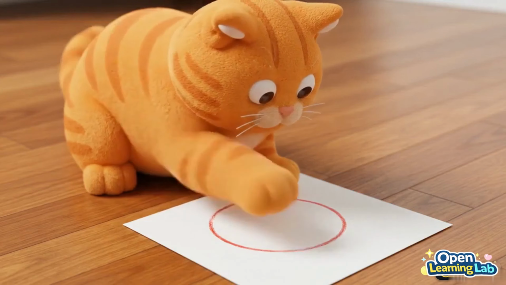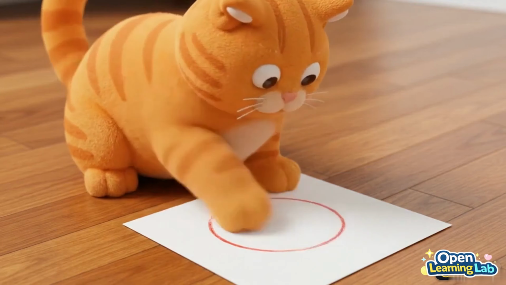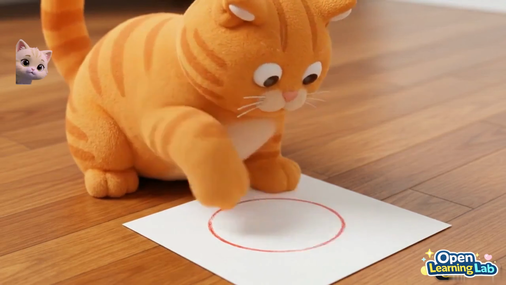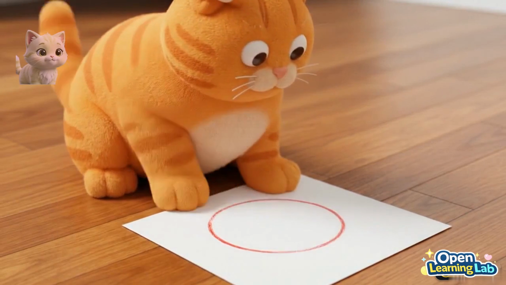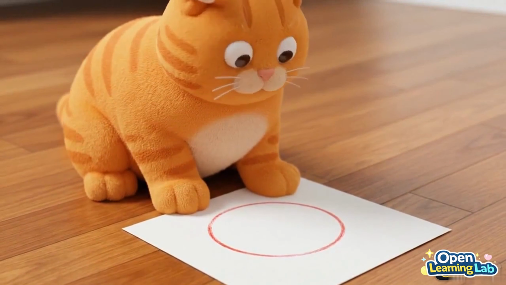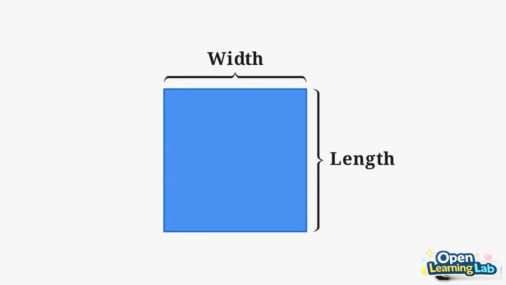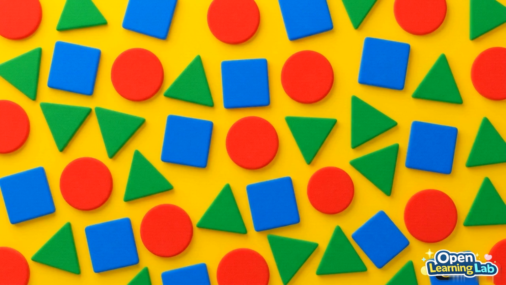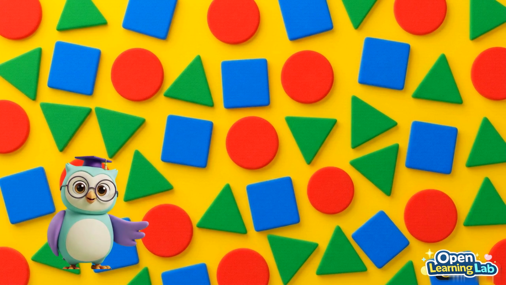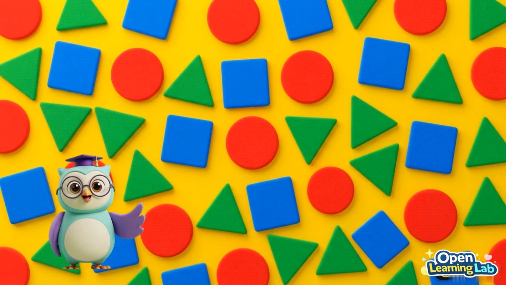Give it up, kitty. No matter how hard you try, that ball isn't coming off the paper. Your paw is just sliding across a drawing. You can't pick it up because it's completely flat. It has length and width, but no thickness at all. That makes it a two-dimensional shape, or 2D for short.